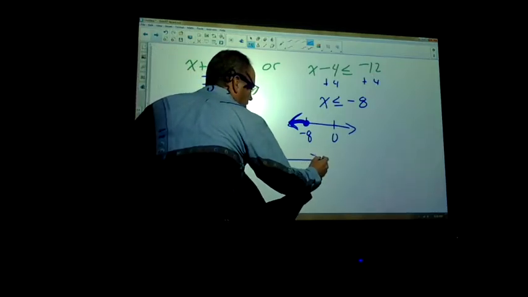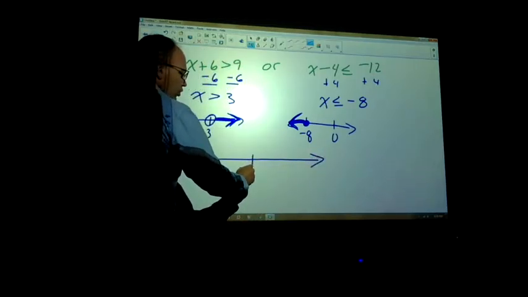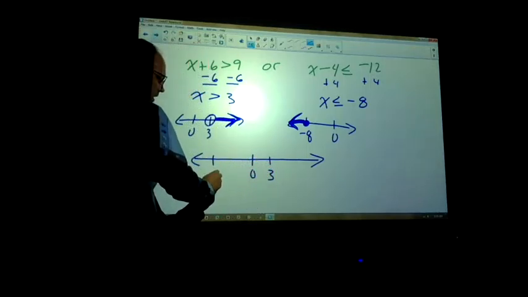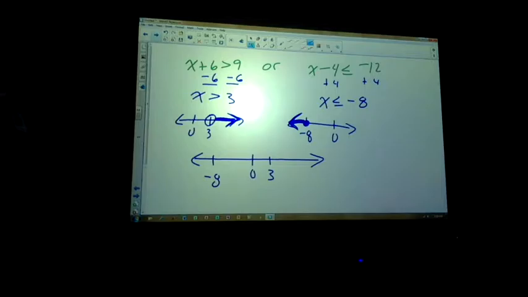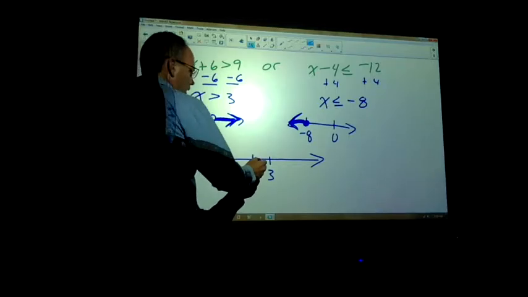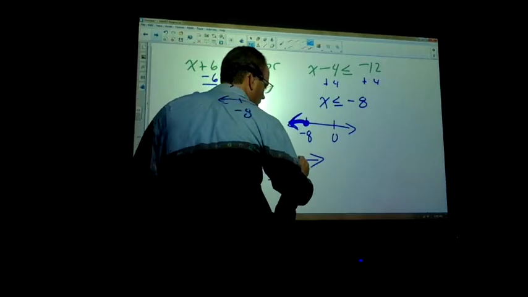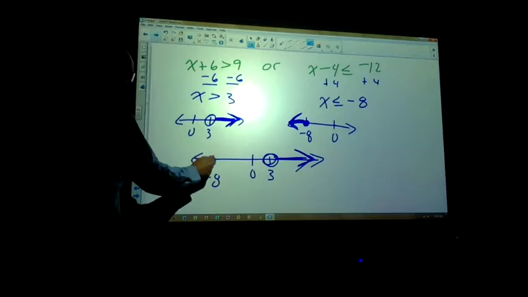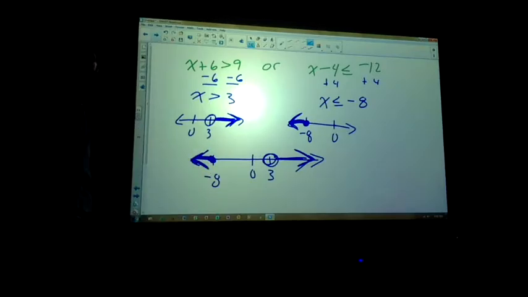If I put this onto a number line, I have 0 here, I have 3 here, I have -8 down here. Agree? Does that make sense? And let's pretend I could draw it perfectly symmetric. Okay? So this says I have an open dot going this way. And this says I have a closed dot going this way. So will they overlap?